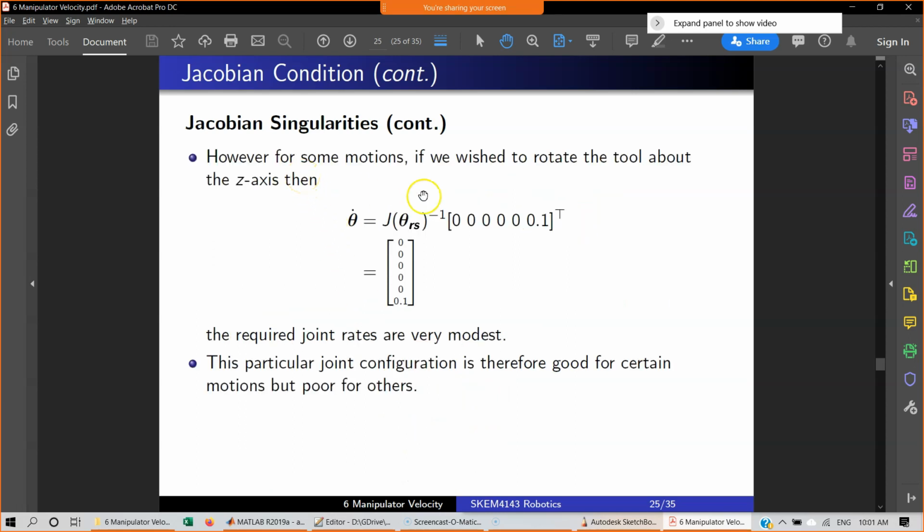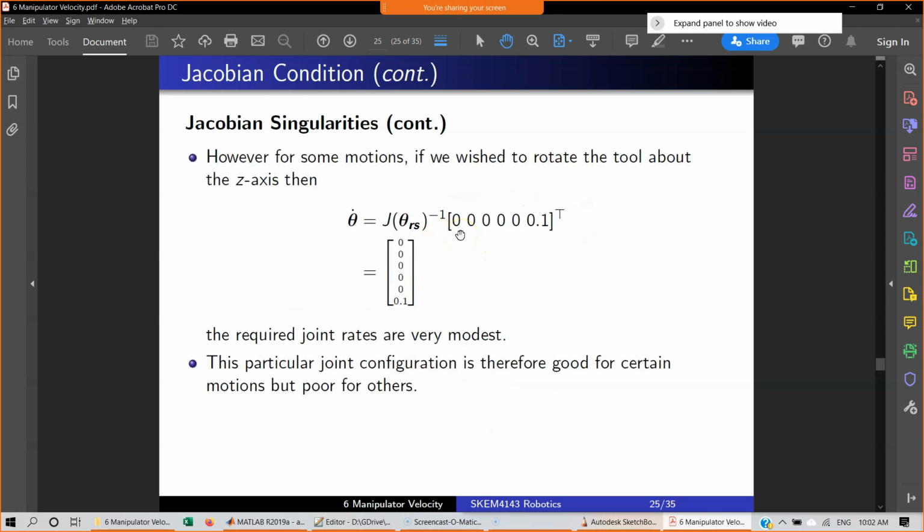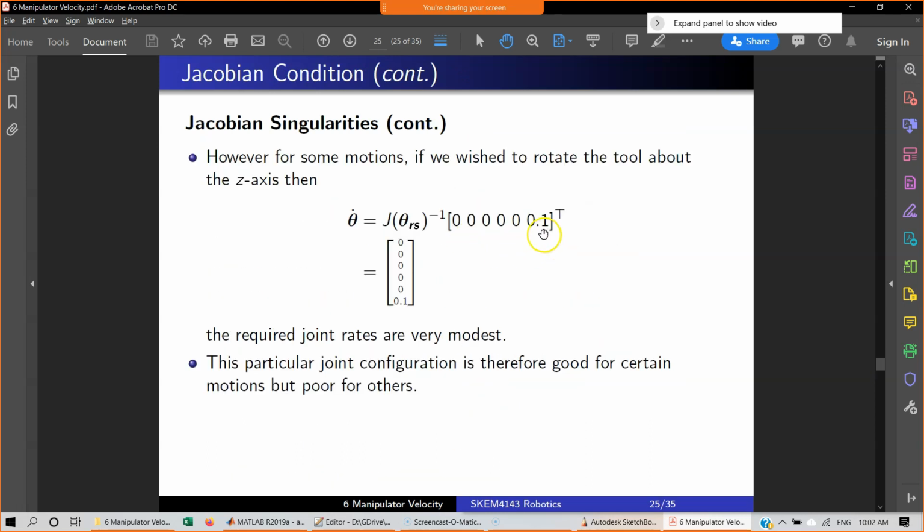And in other motions, for example, if we wish to rotate the tool about z-axis, okay, so now using the same configuration, using the same Jacobian matrix, if I want only to rotate in z direction, the joint rates are very modest. We don't have a problem. So it only affects some spatial velocity values. So this particular joint configuration is therefore good for certain motions, but poor for others.